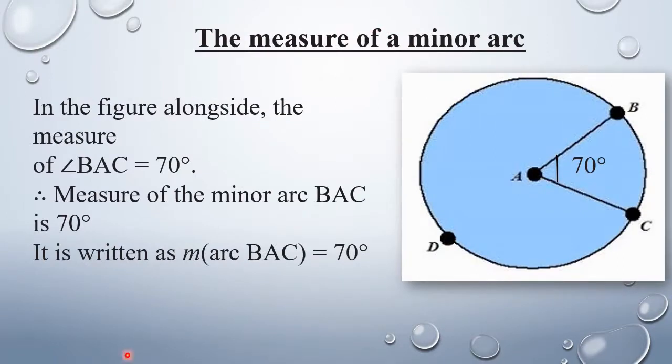Now we will see the measure of a minor arc. In the figure alongside, the measure of angle BAC is equal to 70 degrees. So the measure of the minor arc BAC is 70 degrees. It is written as measure of arc BAC is equal to 70 degrees.